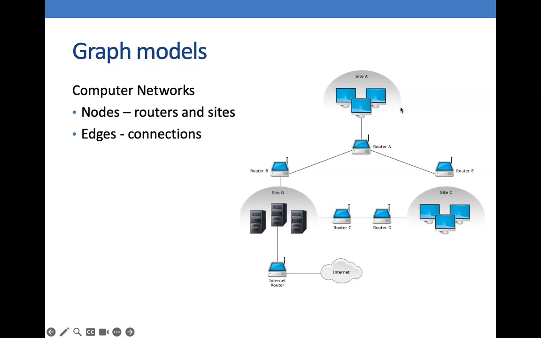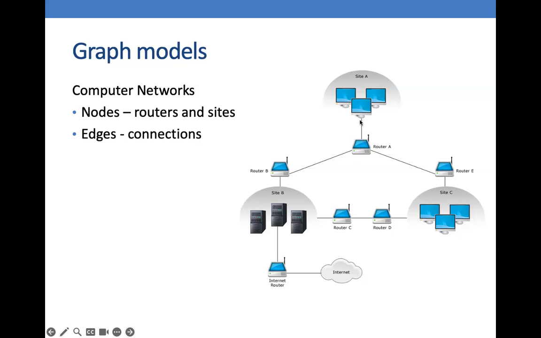Anyway, moving on. We have computer networks, and we can use the graph to model this networking. We can represent routers as well as the different sites that are connected to a specific router using nodes. As you can see here, we have nodes for router A, router B, router E, C, and D, and the internet router. And we can also represent the sites with a node. In other words, these sites are containing computers that are connected to a certain router.